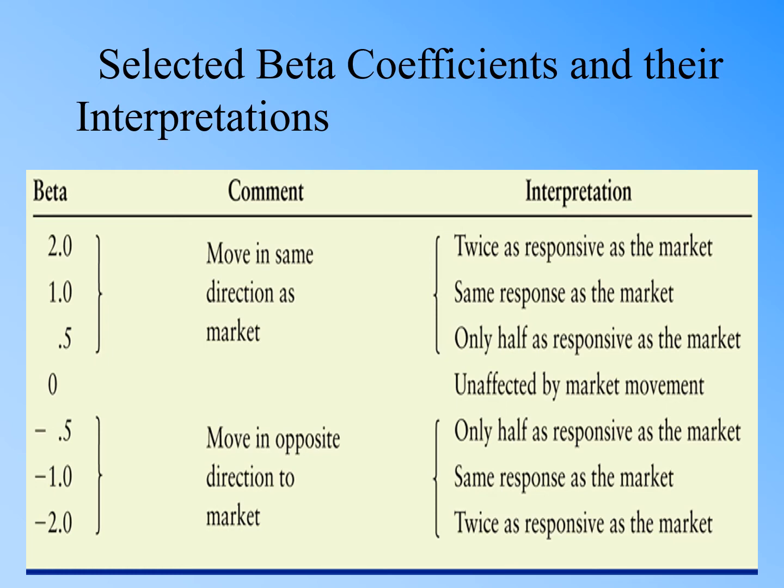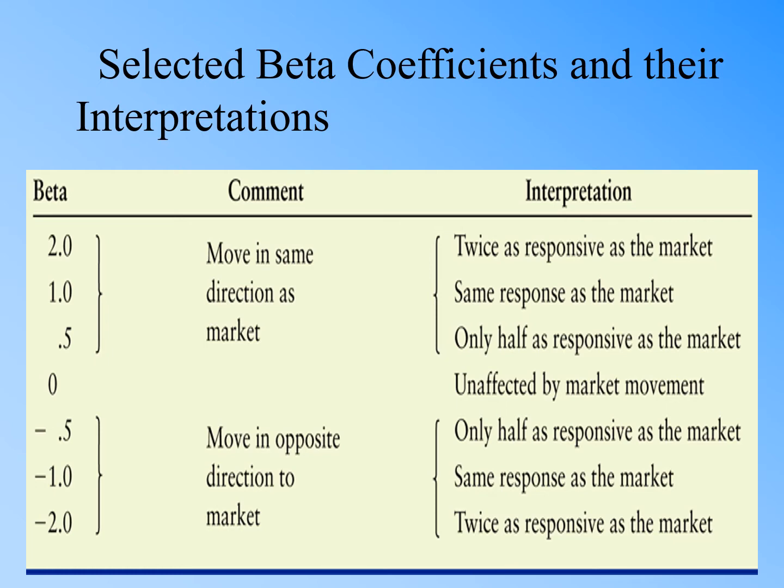And if beta is positive 2, then it is twice as responsive as the market. It means that if there is a 5% change in the market portfolio returns, then it is expected that there is a 10% change in the stock returns. If the beta is positive 1, then there is the same response as the market. It means that if there is a 5% change in the market portfolio returns, then we expect that there is, on average, a 5% change in the stock returns.